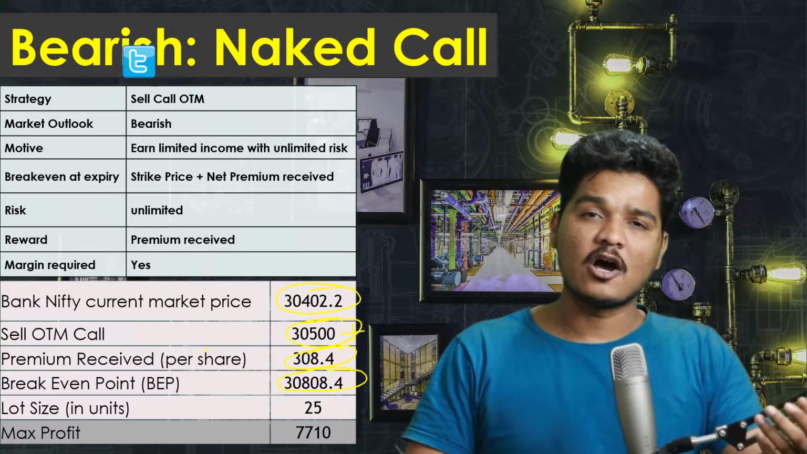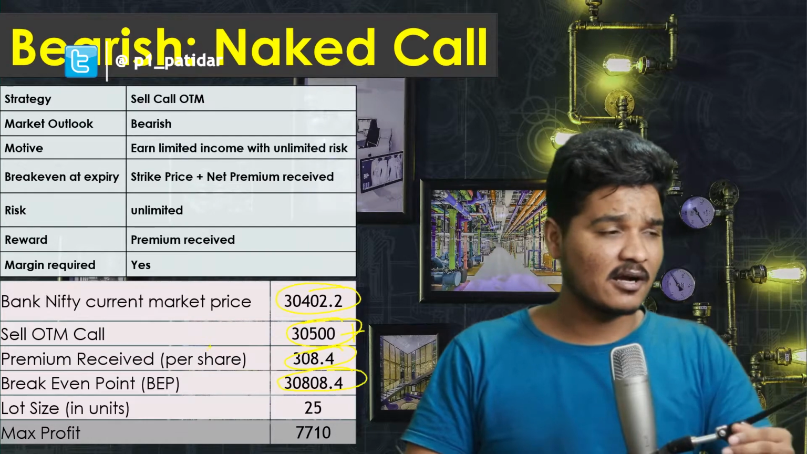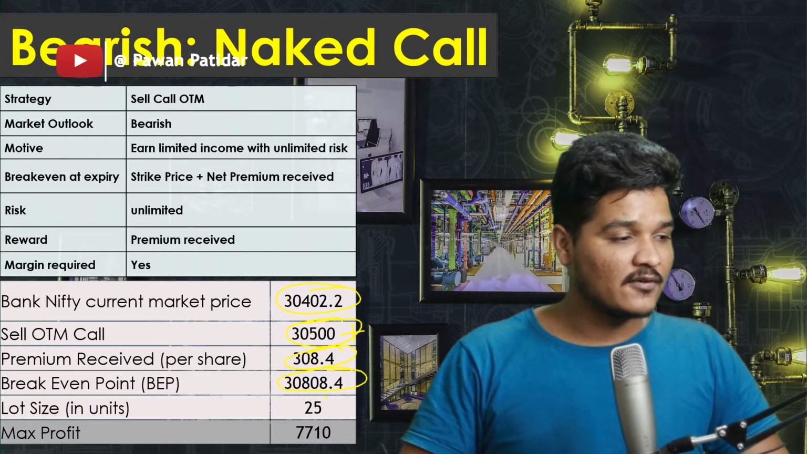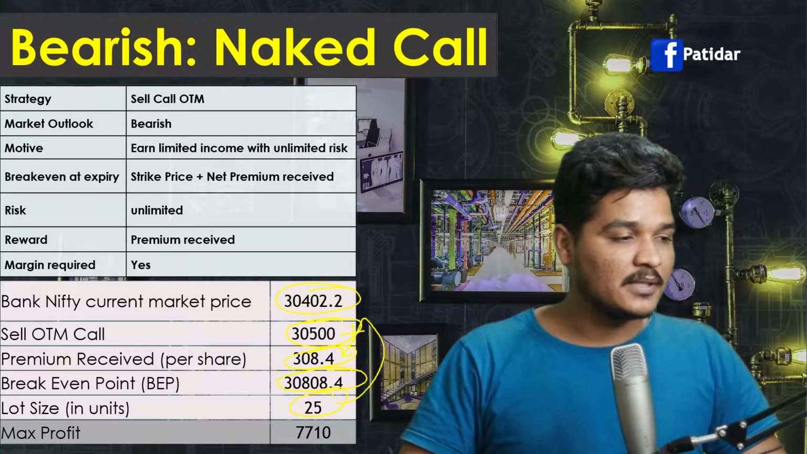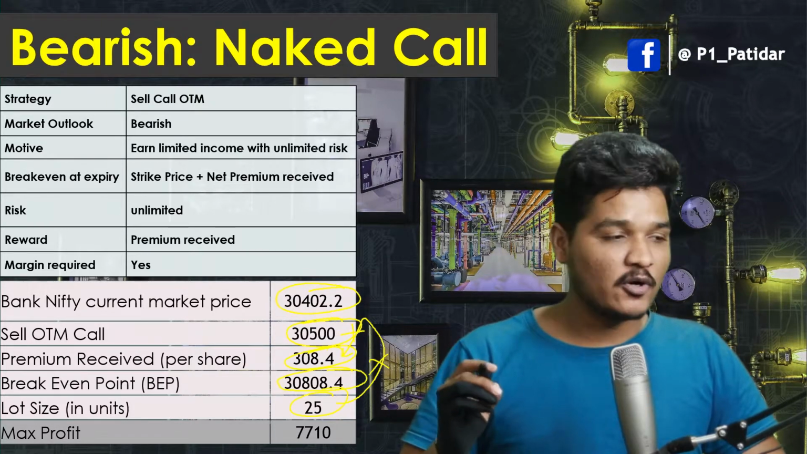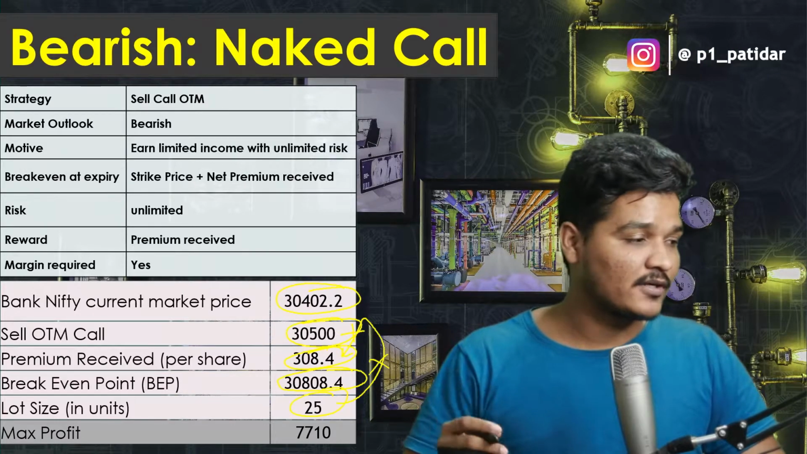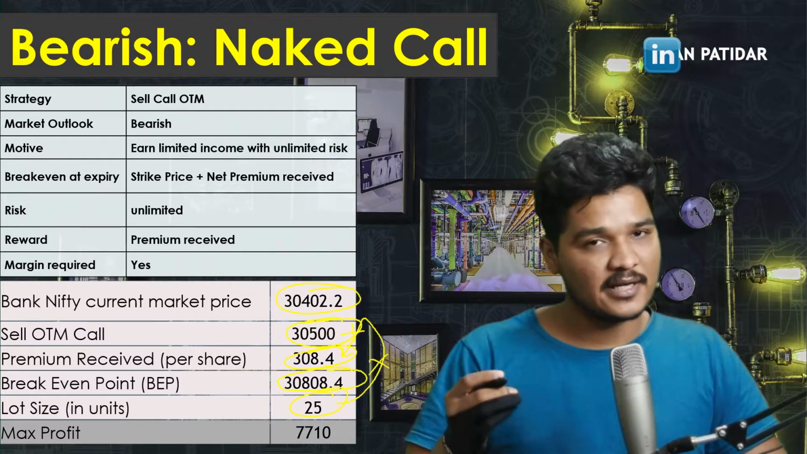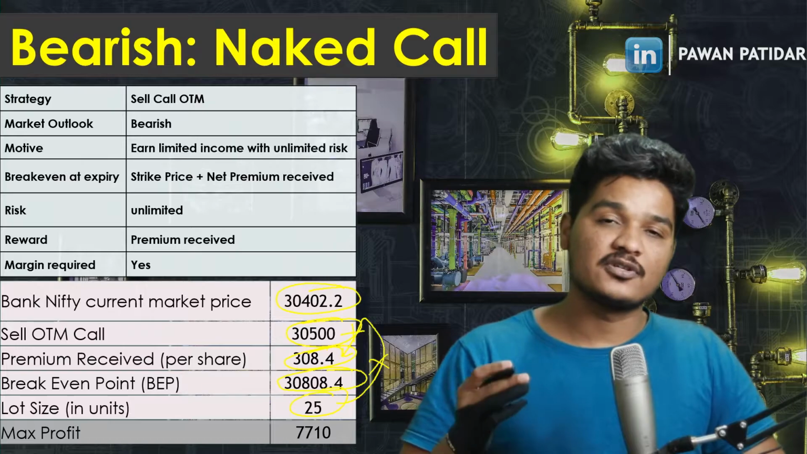Now let's calculate how much credit we are going to receive in our account. So the lot size was 25. If you multiply this 25 with the premium 308.4, then you will be getting the maximum profit. That will be 7,710. So that much amount you are going to receive in your account.